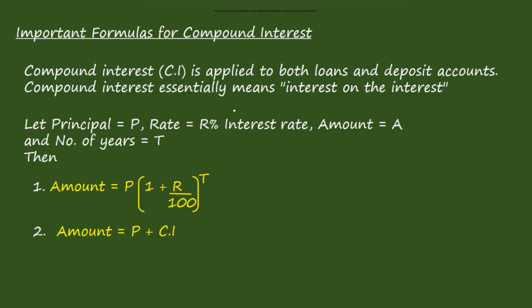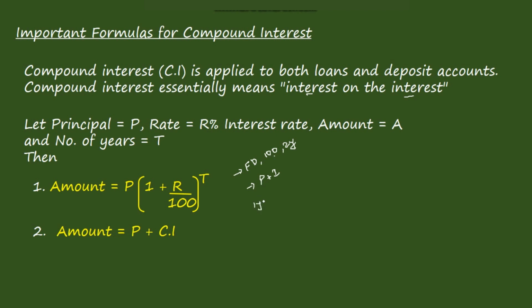Coming to important formulas for compound interest. What is meant by compound interest? Generally, compound interest means interest on interest. I'll give you an example. Say a person wants to deposit, as a fixed deposit, an amount of 100 rupees for 2 years. Now he'll be getting some principal plus interest, right? What is the principal? It is nothing but 100 rupees.